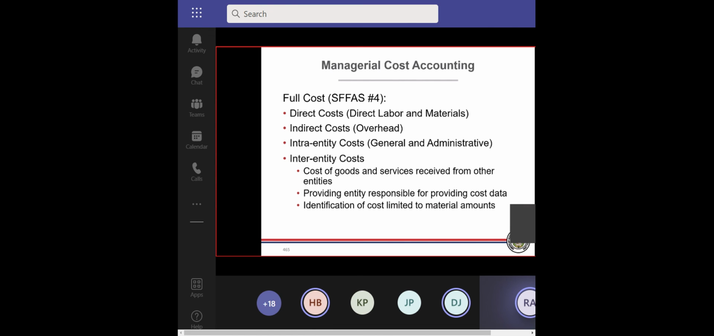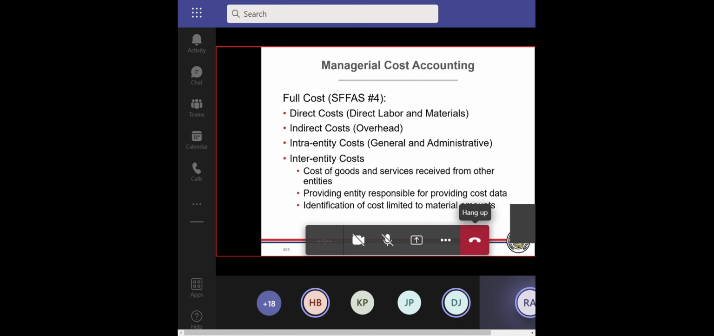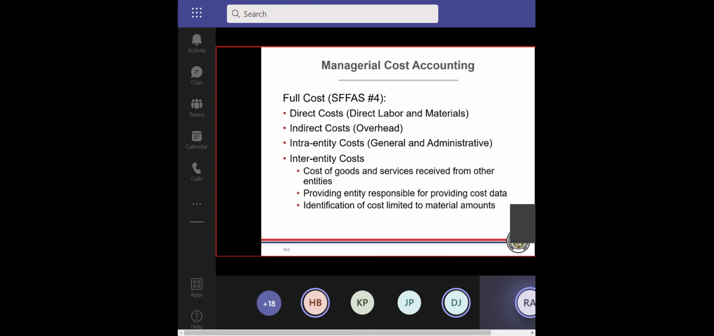Managerial cost accounting, where the Treasurer back in 1996 was given the statutory responsibility to build a managerial cost accounting system. Now, the procedures and the process of doing that were spelled out in Statement of Federal Financial Accounting Standards number 4. And basically what it's saying was, look, if we're going to build a cost accounting system, you have to know what the full cost of that function is. And the full cost of the function includes direct cost.